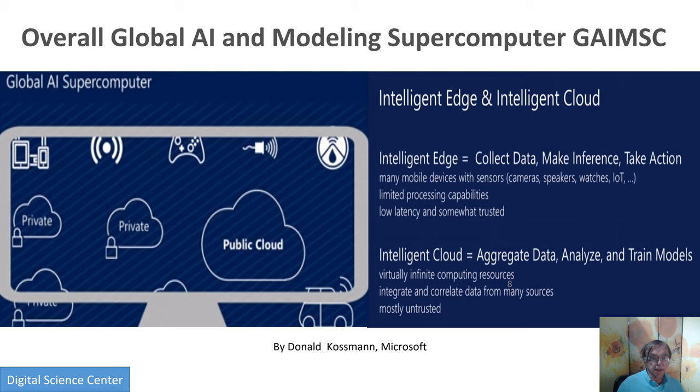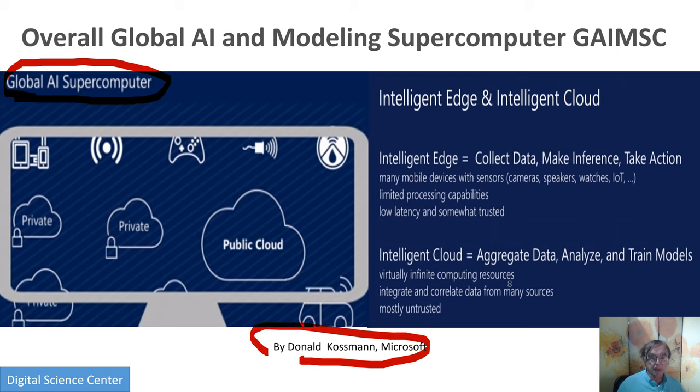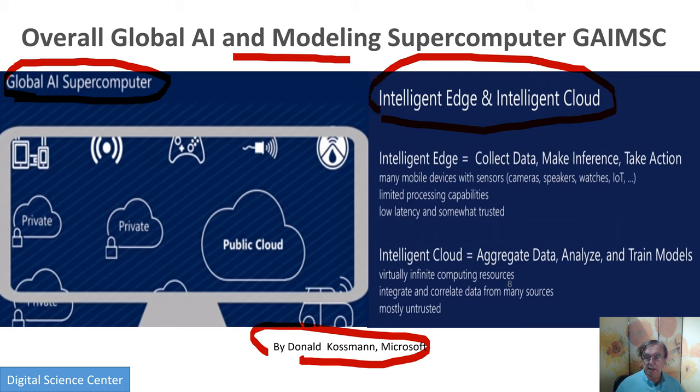Here is an interesting concept which I was impressed by because it came from Microsoft, who don't normally talk about supercomputers. At a faculty meeting in 2018, Donald Kosman, who was the head of Microsoft Redmond's lab, talked about the global AI supercomputer. I added the word modeling because everybody else does modeling with supercomputers. And he made several very important remarks, that this supercomputer is the intelligent edge joined to the intelligent cloud.